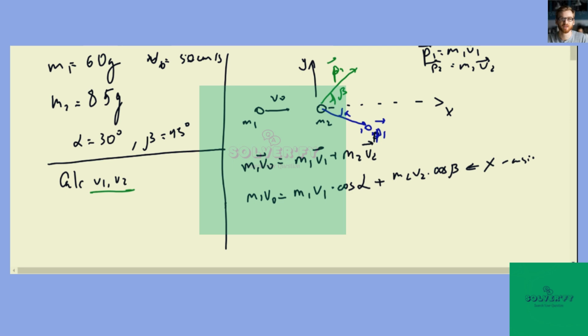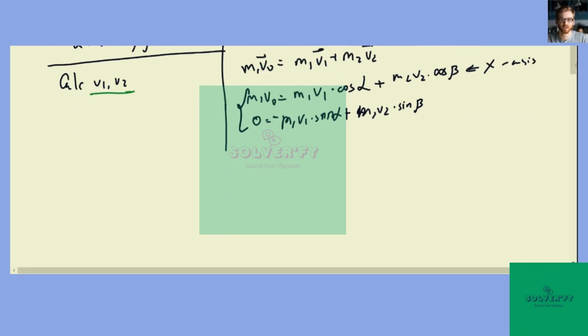y-axis. With respect to the y-axis, we have an initial component of 0, which equals m1 v1 times sine alpha minus m2 v2 times sine beta. Okay, now we have a system of two equations. Let's rearrange it a little bit.